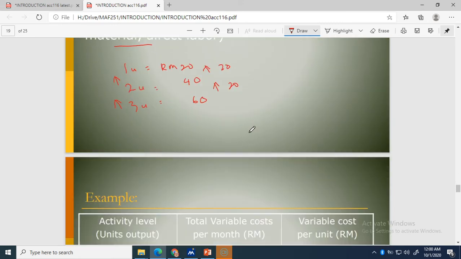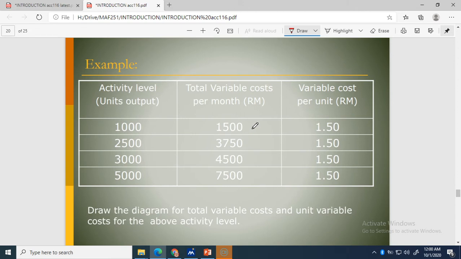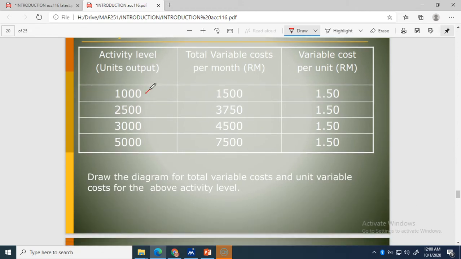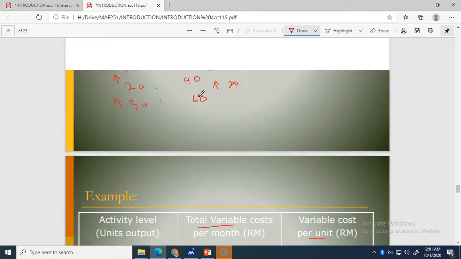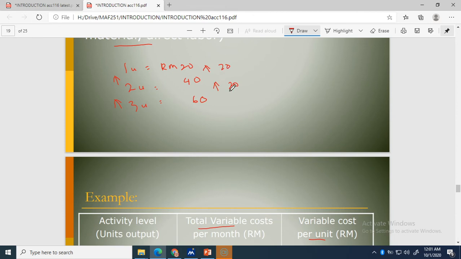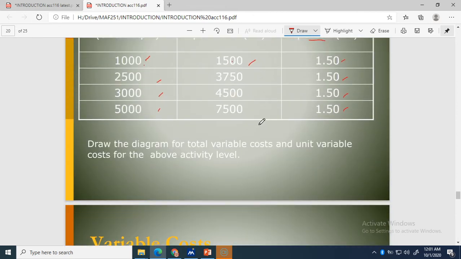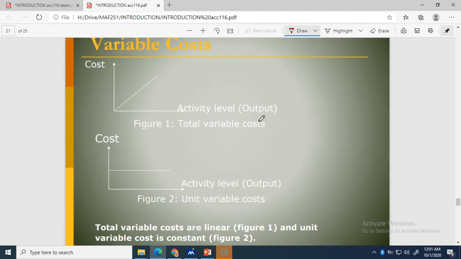If you refer to the example here, this is the unit produced, and this is the total variable cost. For unit variable cost, 1,500 divided by 1,000, you get 1 ringgit and 50 cents. Every unit you produce, when you divide to get the variable cost per unit, it will give you the same amount. Now, how does the graph look? The y-axis is cost, the x-axis is level of activity. When you do not produce anything, you do not have to pay any variable cost.